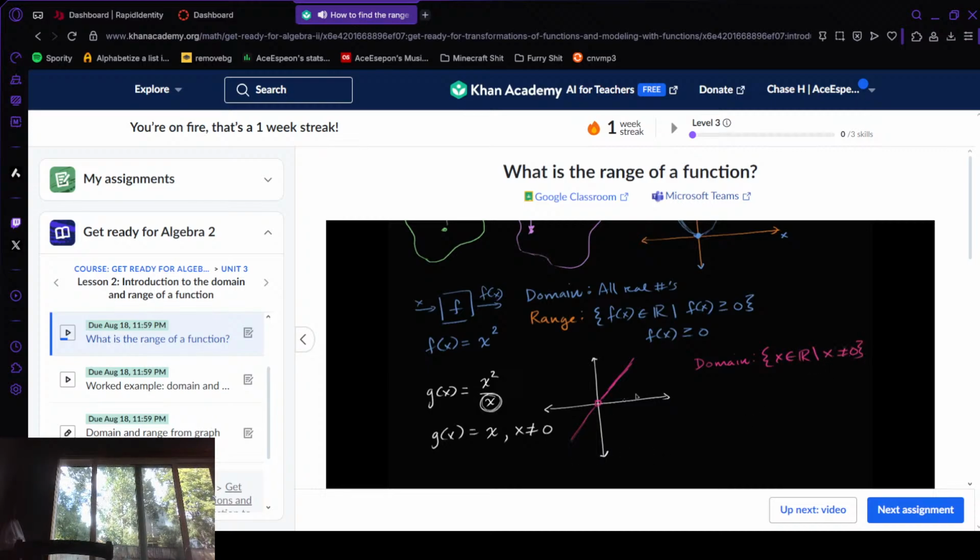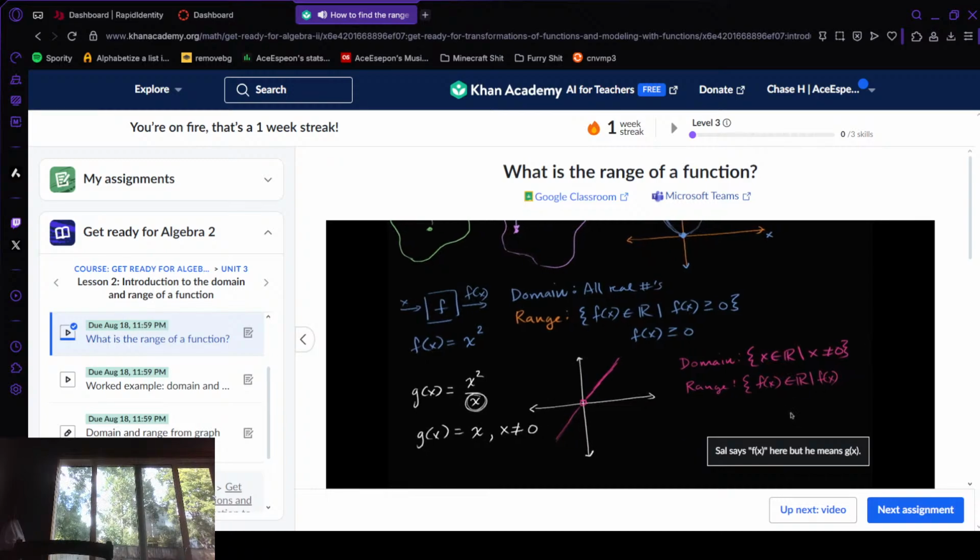And the range is actually going to be the same thing. The range here is going to be, we could say, f of x is a member of the real numbers such that f of x does not equal 0. So the domain is all real numbers except for 0. The range is all real numbers except for 0. So the big takeaway here is the range is the set of all possible outputs of your function. The domain is the set of all valid inputs into your function.